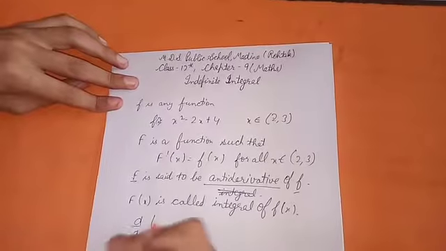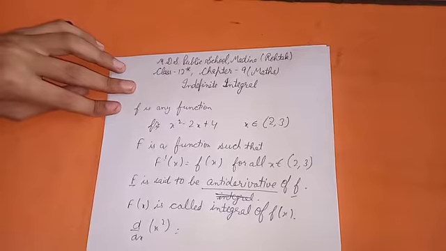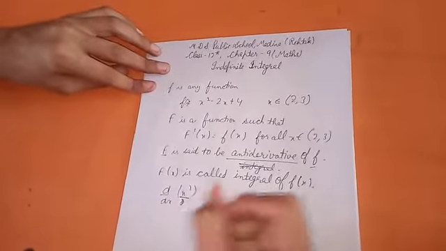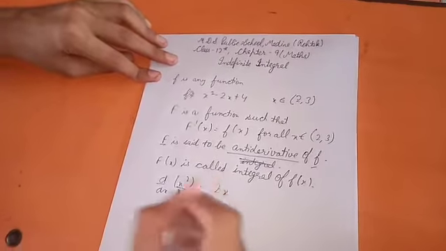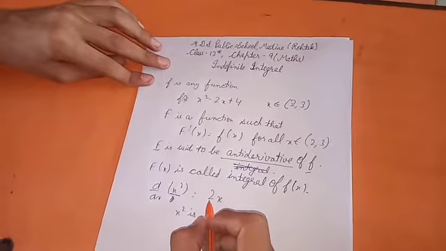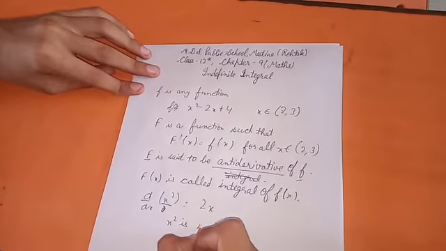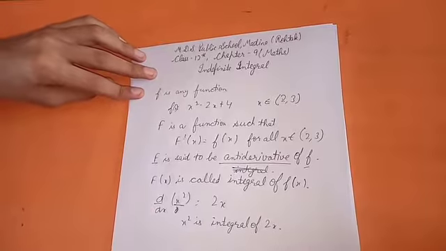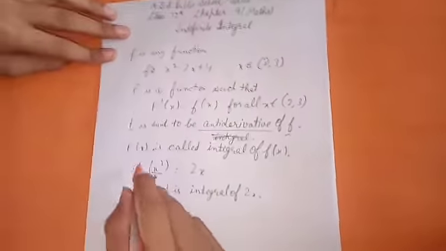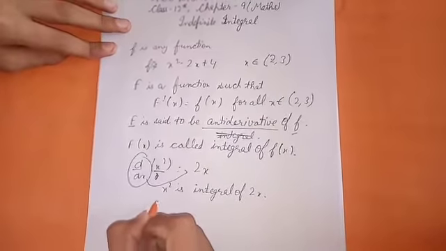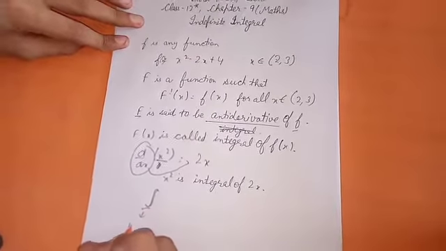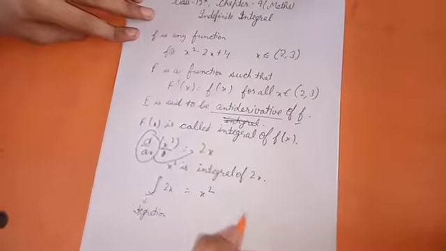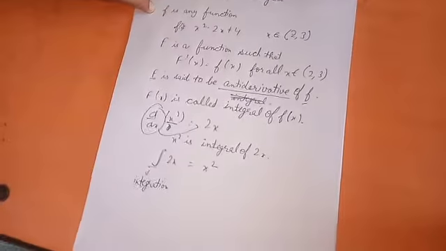Just like we can take any example. D by dx of x square we will have to do. What will it be? When we are doing differentiation, it will be 2x. Then this x square is integral of 2x. That means when we take this d by dx the other way, then we will get integration. We use this sign for integration. That means integration of 2x will give us x square, if we want to symbolize it.